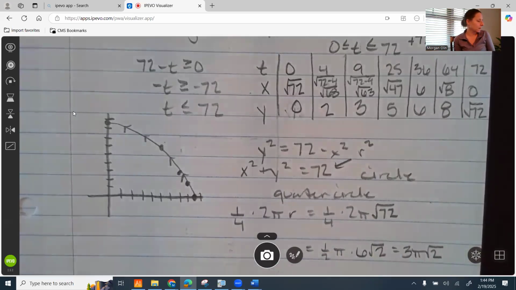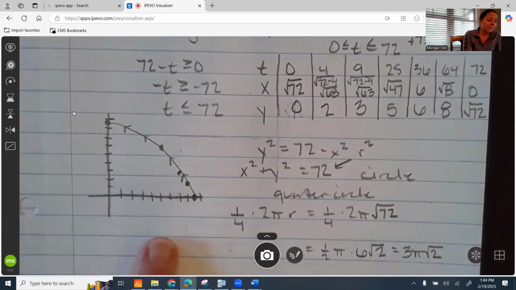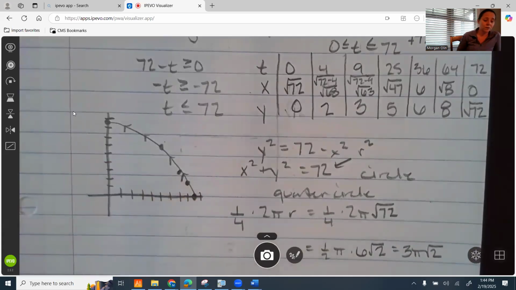So this is how to draw parametric equations, and write an equation for them given parametric equations. It could be a function, it could not be. And then we also found the length after we figured out things were circles, and we could use the circumference formula of a circle to help us out with that.